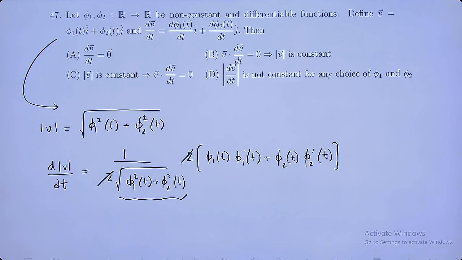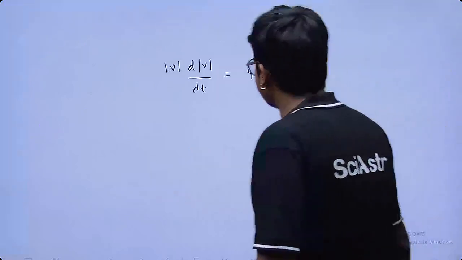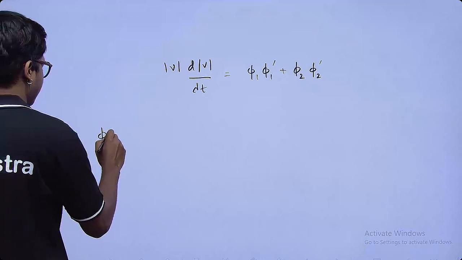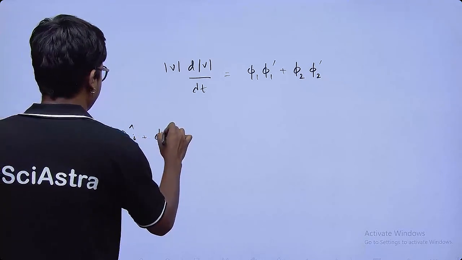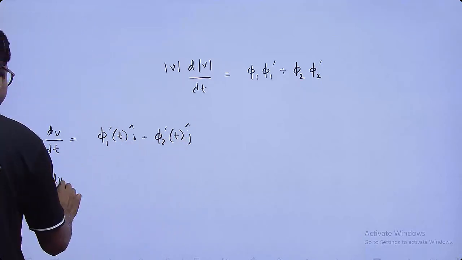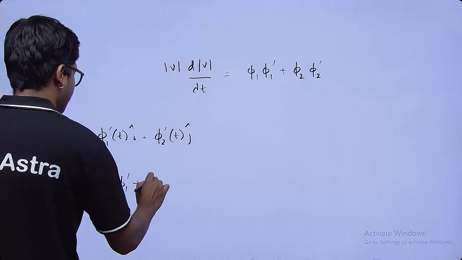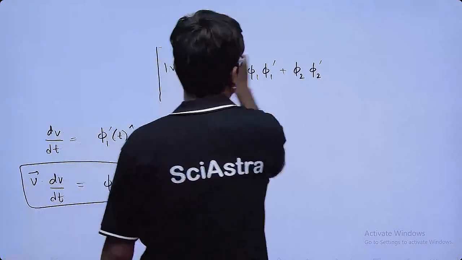If you look at the options, what do we have? We have some options which take care of the magnitude of this, and we also have this one other thing that we need to take care of. So let's also look at what just dv by dt is. dv by dt was just phi1 prime t i cap plus phi2 prime t j cap, right? So what is v vector dot dv by dt? The i components will multiply, so it's going to be phi1 prime plus phi2 prime, right? This is 1 and this is 2. These are the two equations we'll look at, okay?